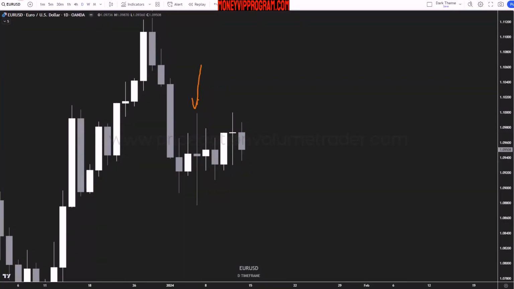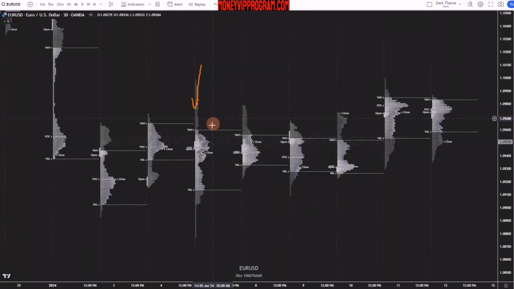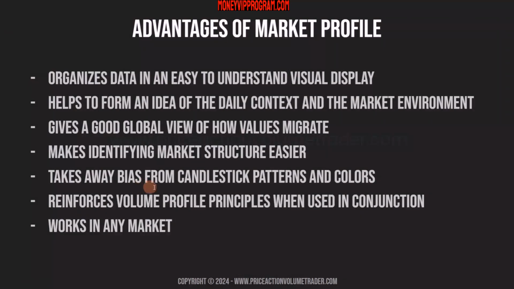But if we're looking at the market profile, we can see that we had very good excesses on the sides, and we can see that we had more of a value or time cluster right in the middle. As you can see, this has been pretty much the area of values and consolidations throughout the various days. Reinforces volume profile principles when used in conjunction.